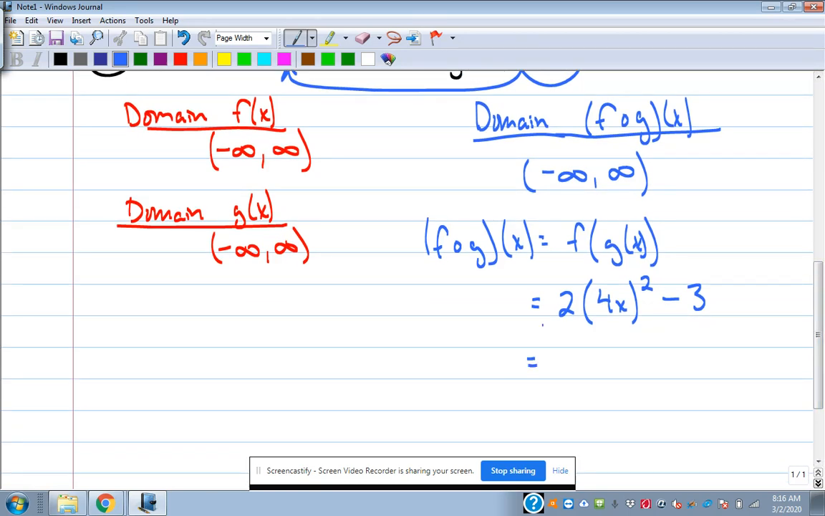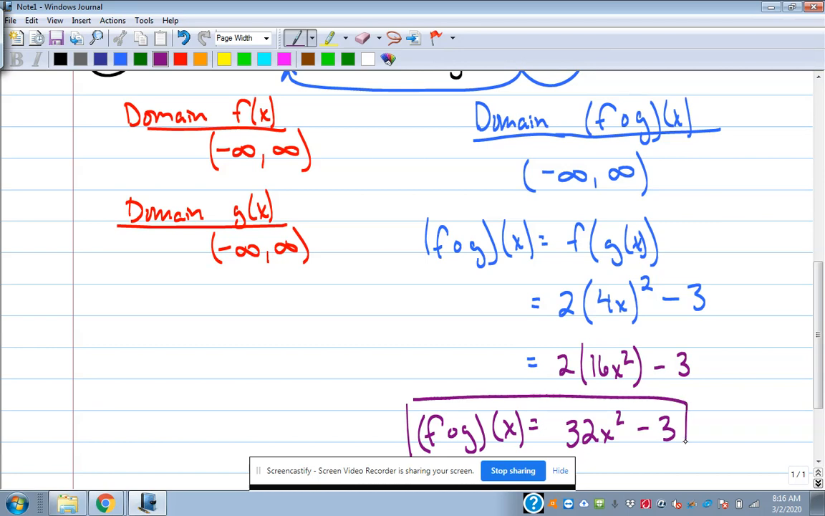What happens when you square 4x? 16x squared. We'll multiply that by 2 next. That'd be 32x squared minus 3. There's our composite function, f composed with g of x. Pretty easy one to start off with. Nothing really too fancy about that. Notice that our composite function, we don't see any red flags in it either. That's important because the domain was negative infinity to positive infinity.